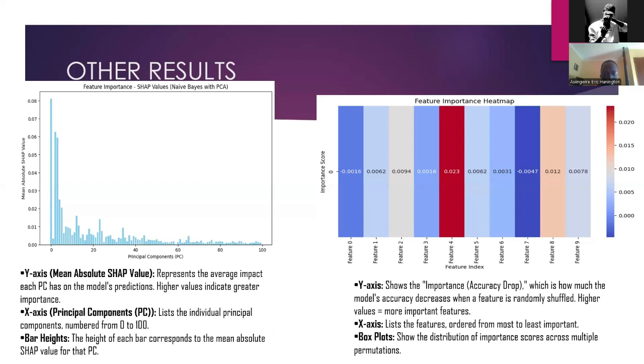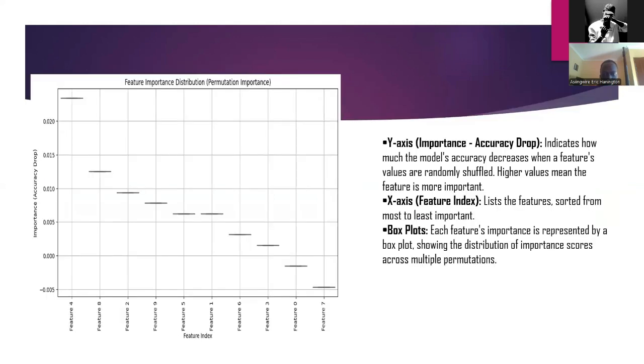Lastly, on our last slide, we have another permutation importance plot showing the feature importance distribution. On the y-axis, we also have the accuracy drop, showing how much accuracy decreases. Then we have the feature index on the x-axis, sorted from most to least important. The box plots show the importance of each feature, displaying the distribution of the scores across multiple permutations.